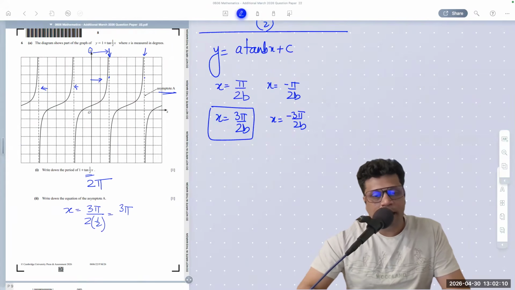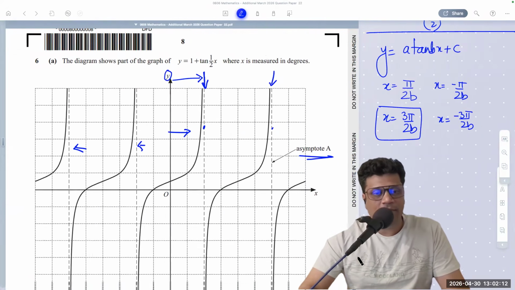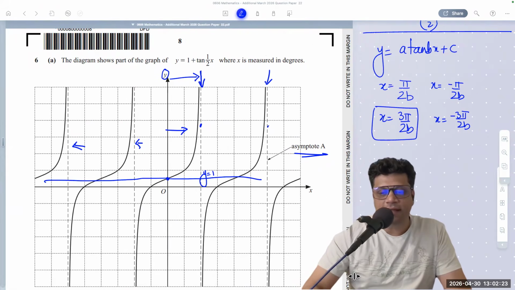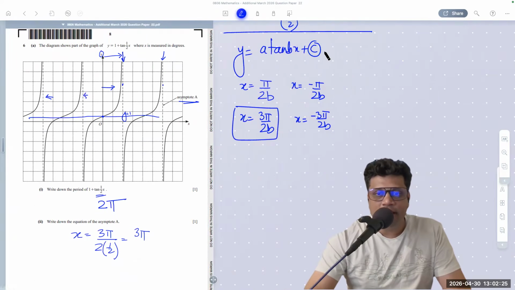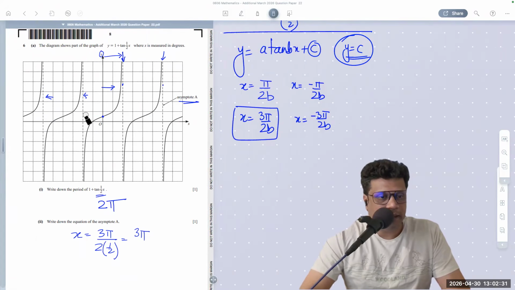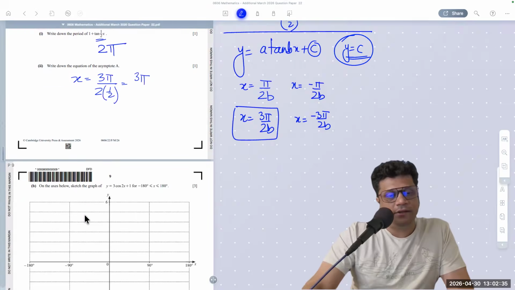One added thing you would want to keep with you. Remember this line. The principal axis for this curve is going to be y equal to 1. It's always supposed to be y equal to c. This is the principal axis when it comes to a tan of bx plus c. Okay, so that was 1 marker.